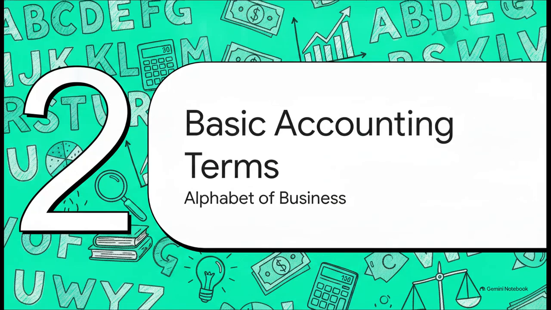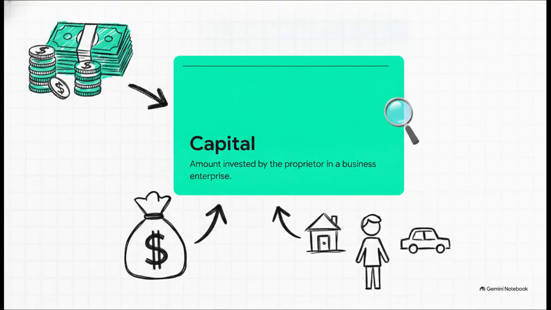Which brings us to Section 2, Basic Accounting Terms. Think of this as the alphabet of business. Because before we can actually do accounting, we have to speak the language. We always start with the owner's relationship to the money. Capital is the net worth invested by the proprietor into the business. Plain and simple, it's what you put in.